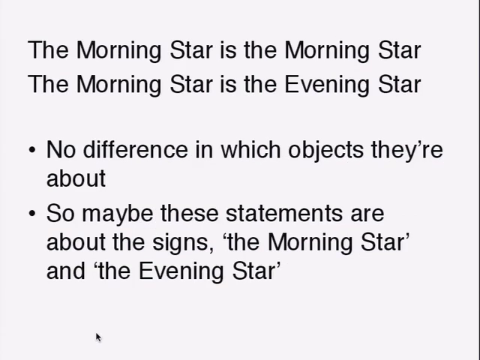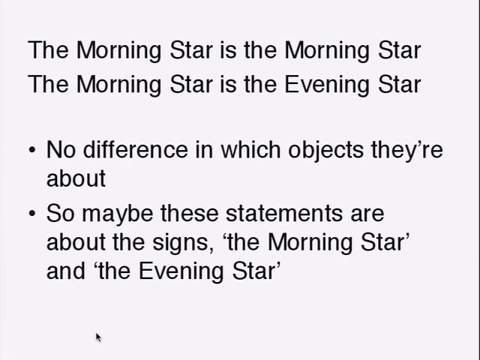So take the morning star is the morning star. You've got a tag here for this planet, Venus, you've got a tag here for Venus, and you've got another tag here for Venus. What's the difference between these two? You just replaced one tag for Venus with another tag for Venus. So there's no difference in what objects you're talking about.